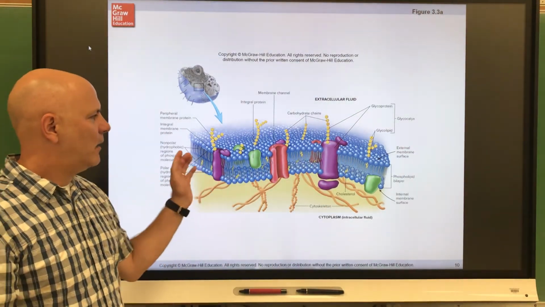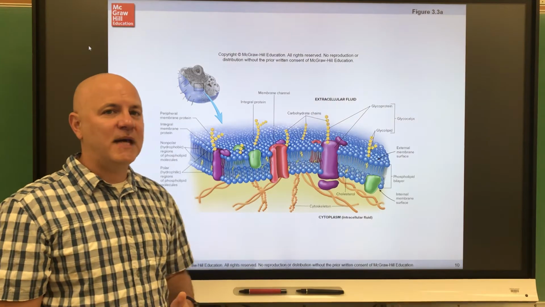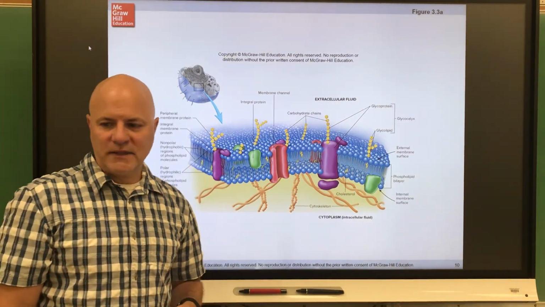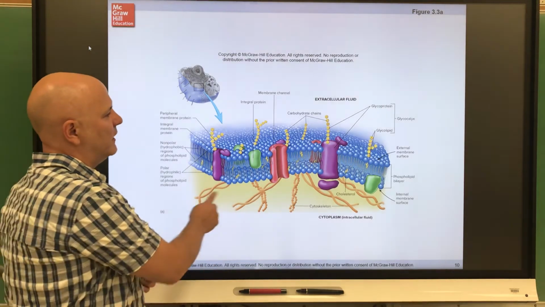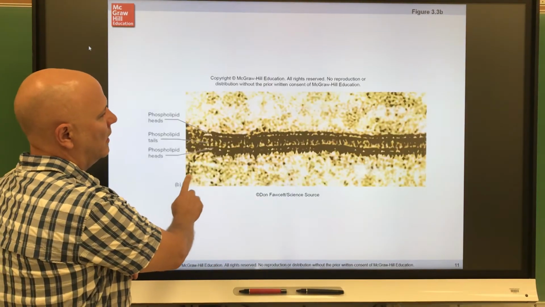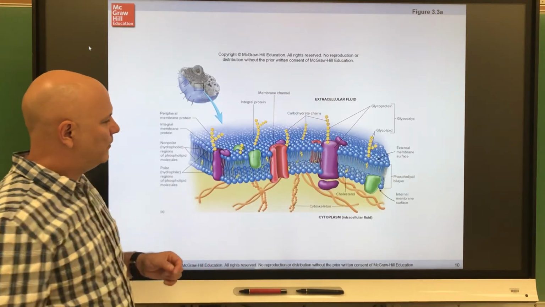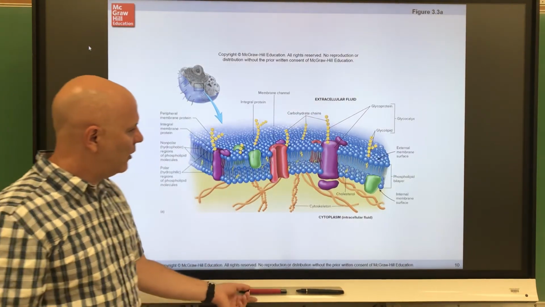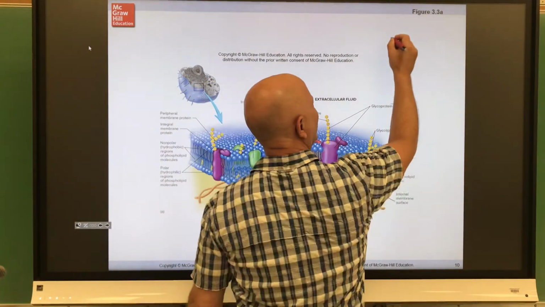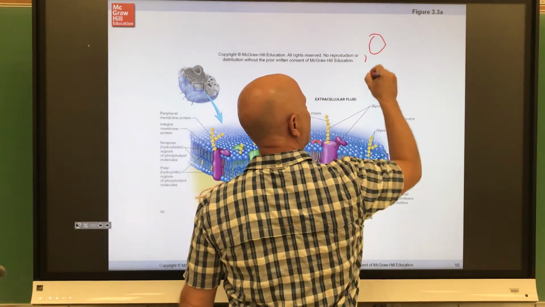Now, obviously, our plasma membrane is not blue. Proteins aren't all these various different colors. They're fairly colorless. All right? So let's take a look at these phospholipids. I know this might be hard to see, but I'm just going to go ahead and draw one of these phospholipids. So here is a phospholipid.